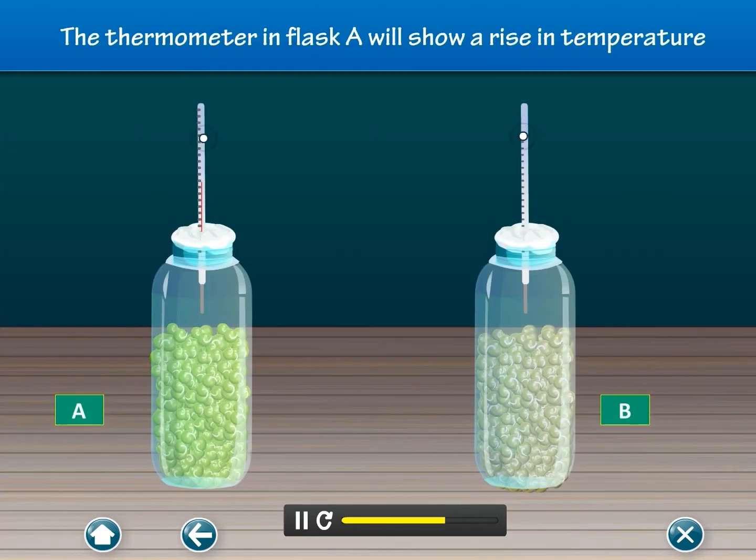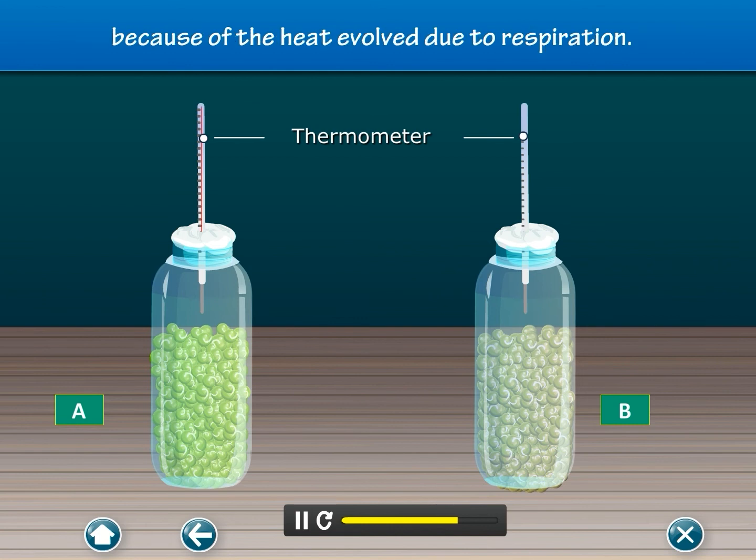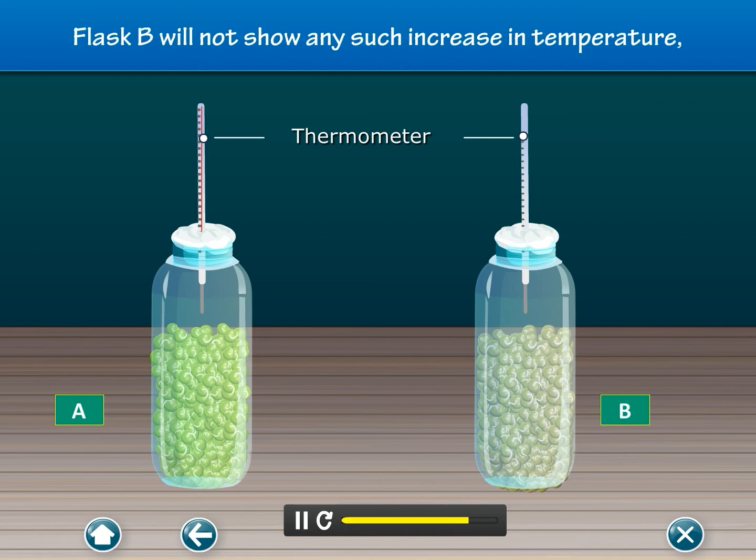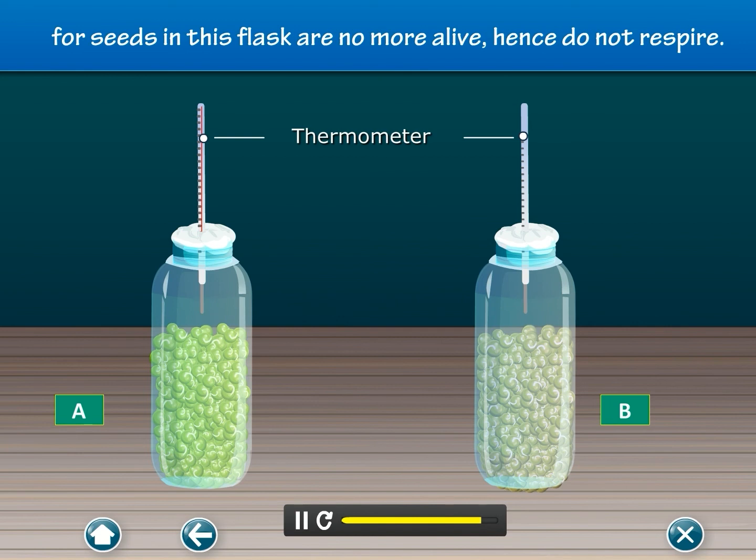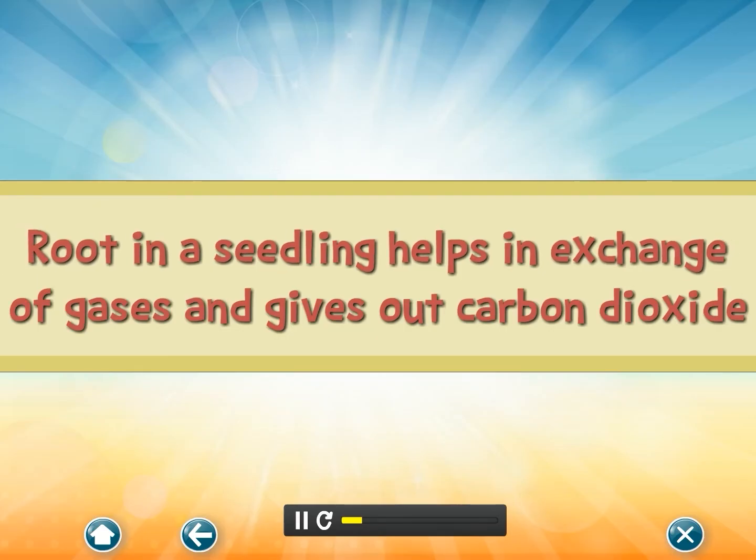The thermometer in flask A will show a rise in temperature because of the heat evolved due to respiration. Flask B will not show any such increase in temperature, for seeds in this flask are no more alive, hence do not respire. The root in a seedling helps in exchange of gases and gives out carbon dioxide.